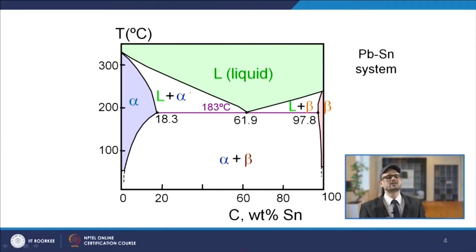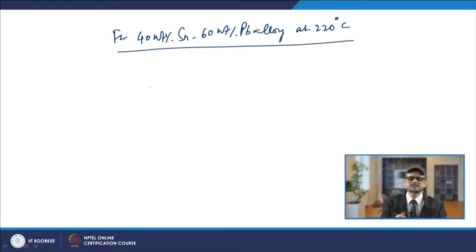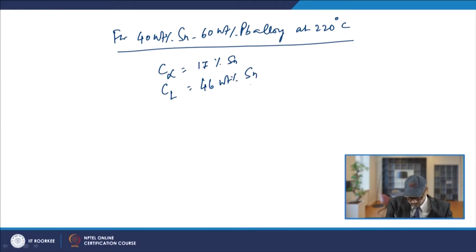Now, again in this case you have to find the C alpha and C L. C alpha, if you look at it, will be close to 17%. So in this case you have C alpha as 17% of tin, and the liquid will be 46 weight percent of tin. So again, the relative amount of each phase can be found out.